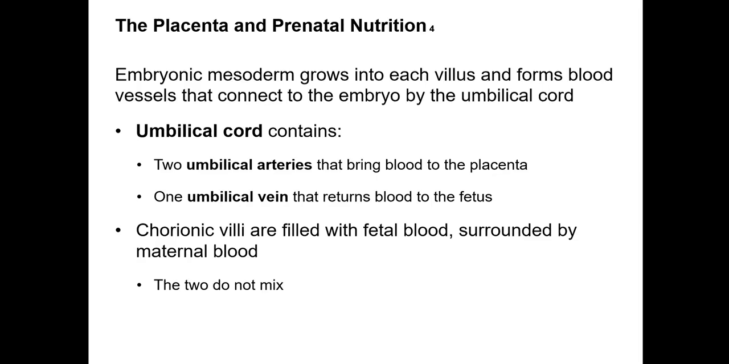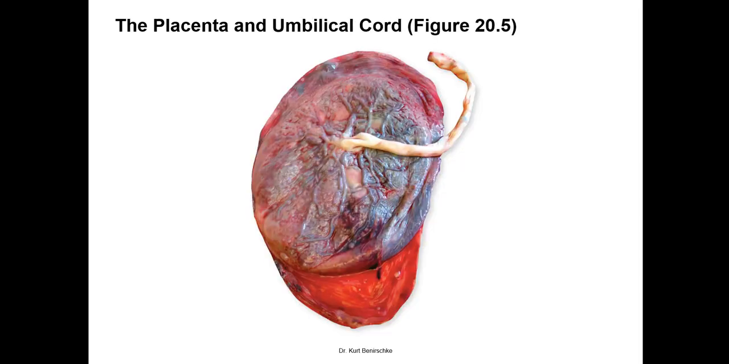So the chorionic villi are going to be filled with fetal blood and then surrounded by maternal blood. And there is a membrane that separates the two. So these 2 collections of blood will never mix with one another. They will always have a divider or a membrane separating those 2 collections of blood.